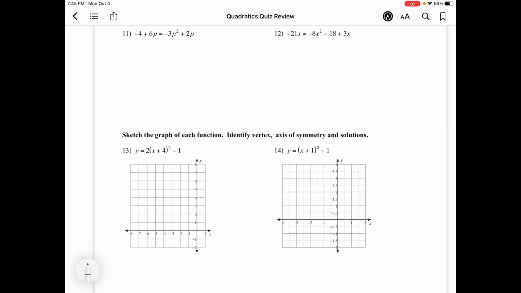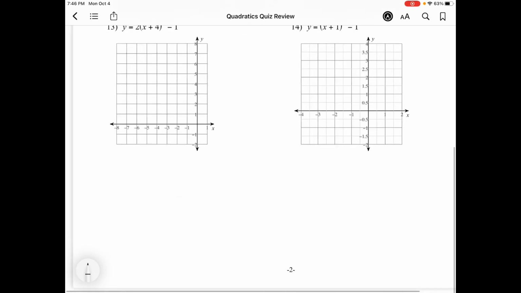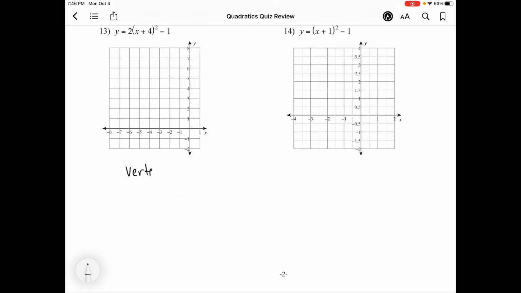Okay, so now I'm going to go into the graphing. And if you look at this one, this is a lot closer to our HK vertex form that we saw, right? So if you remember, if you want to look back at the beginning of the video, we're going to first sketch the graph of each function, identify the vertex, axis of symmetry, and the solutions. So first we got to find our vertex, right? So let me write that down right here, vertex, axis of symmetry. I'm just going to write axis. You guys know what it means, and then solutions.